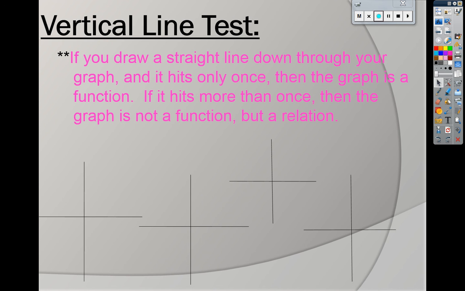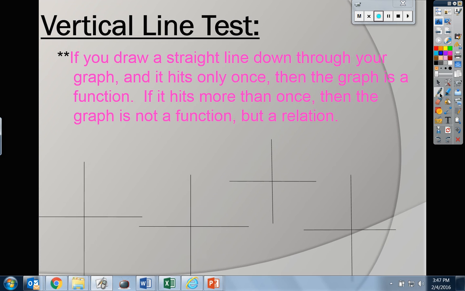Now, the reason for that is if your x repeats, then you are going to touch the line twice. If your x does not repeat, so it goes from here to here to here to here, then your vertical line will not touch the line twice.